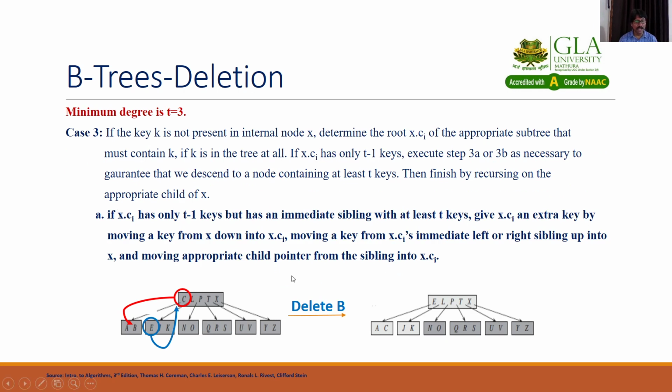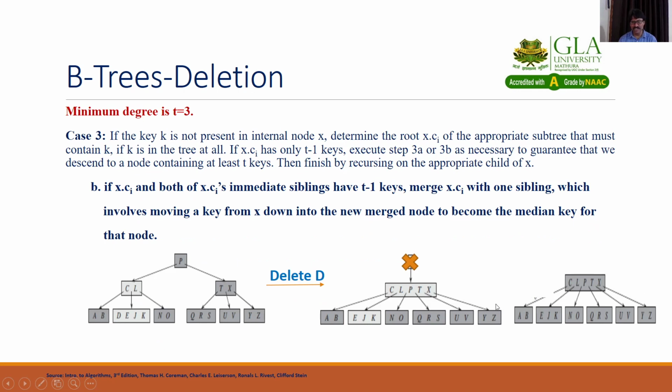So what happens in case 3A? If you are going to delete the B, what happens in this situation? This will violate the rule of the minimum number of keys, because in this example the minimum degree is equal to 3, and the minimum number of elements will be T minus 1, which is 2. So you cannot directly delete the B. So before deleting this B, first you have to merge, if T minus 1 elements are there in the root's children.